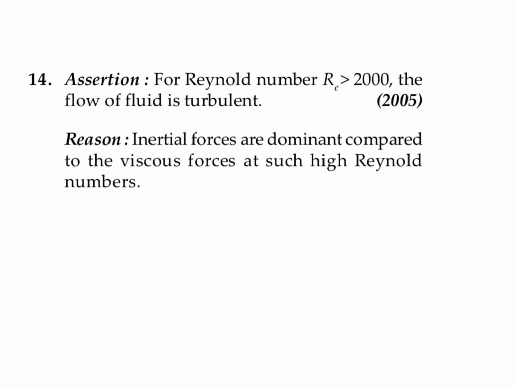It is given that for a Reynolds number greater than 2000, the flow of liquid is turbulent. For Reynolds number greater than 2000, we can say that the flow of fluid is basically turbulent, or it is an unsteady flow. So that is correct. And the inertial forces dominate compared to the viscous force at such a high Reynolds number.